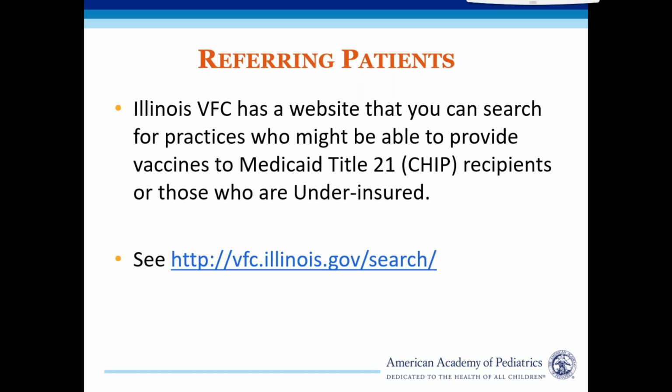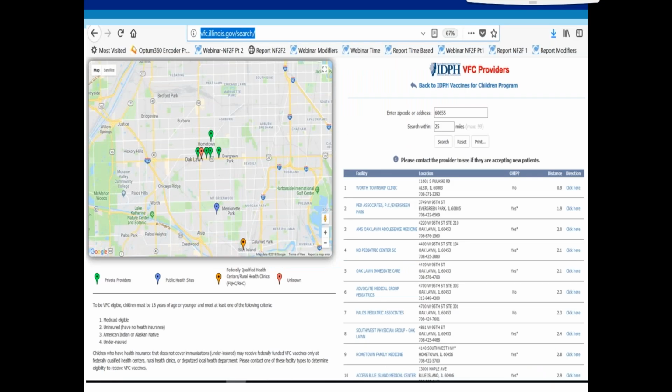So what happens if you do have an underinsured patient who presents to your office for vaccines? They've maxed out their benefits and now you have to refer them. The Illinois VFC site does have a resource for this. On this page is the link that I will provide to you that you can take a look at after the webinar. And they have a search feature. And I just pulled up a screenshot of what that looks like.